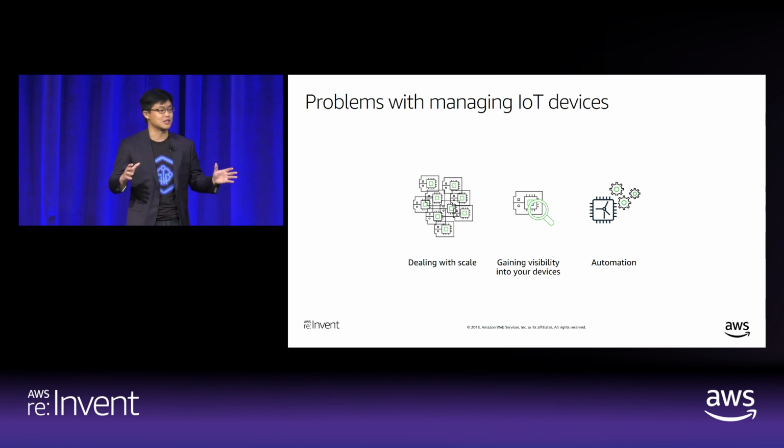One of the first things is dealing with scale. If you believe some of the analyst predictions that are saying over 20 billion devices are going to be around in the overall IoT ecosystem in the next couple of years, this scale is going to be a massive problem.